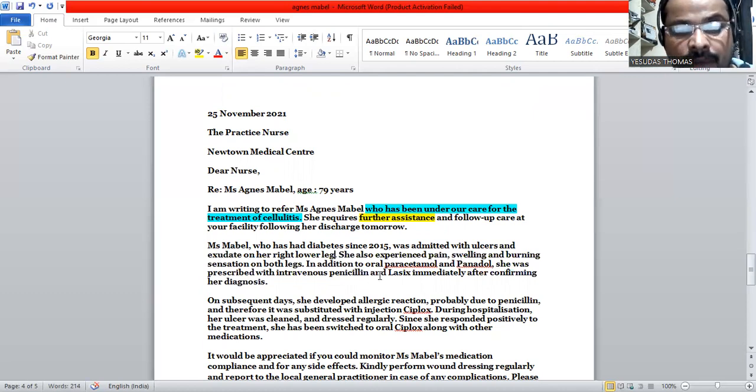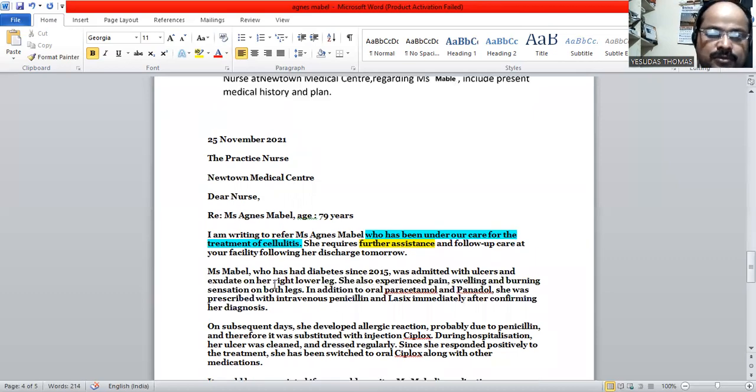In addition to oral paracetamol and Panadol, she was prescribed with intravenous penicillin and Lasix immediately after confirming her diagnosis. So immediately after confirming her diagnosis, that is cellulitis, she was prescribed with intravenous penicillin and Lasix immediately, in addition to oral paracetamol and Panadol. So oral paracetamol, Panadol, intravenous penicillin, and Lasix was started after confirming her diagnosis.